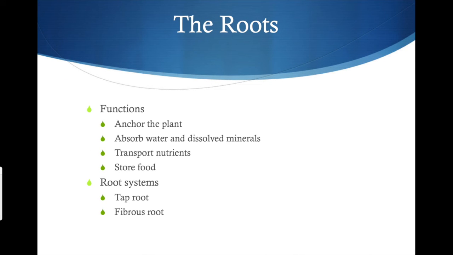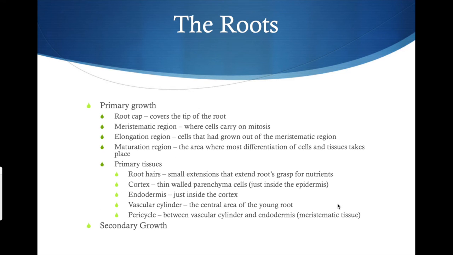The functions of the root you need to know are to anchor the plant, absorb water and dissolve minerals, transport nutrients, and store food, all right? Those are the 4 functions of the roots. And the 2 types of root systems, as we already went over for monocot and dicot, are a taproot, which goes straight down, and a fibrous root, which spreads out along the surface of the ground.